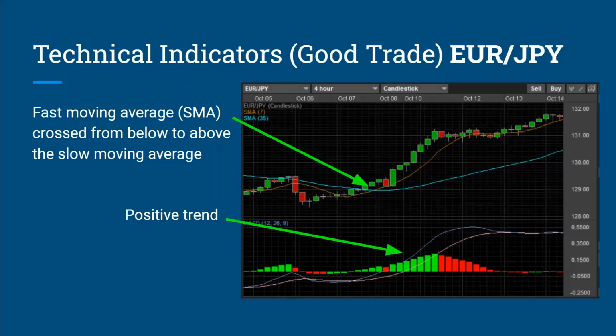And so for the euro and Japanese yen trade, we saw that the fast moving average crossed from below to above the slow moving average, which is a good sign. And then for the MACD indicator, we could see that there was a positive trend starting. And then once the difference between the lines started decreasing, as you can see from the gradually decreasing bars in red, that is when we decided to sell.